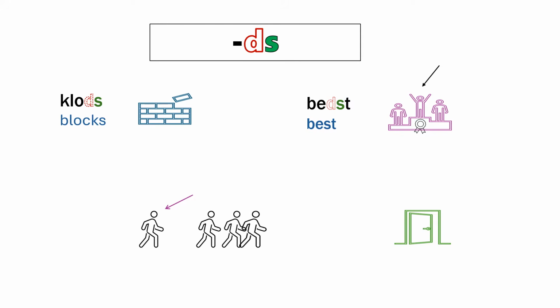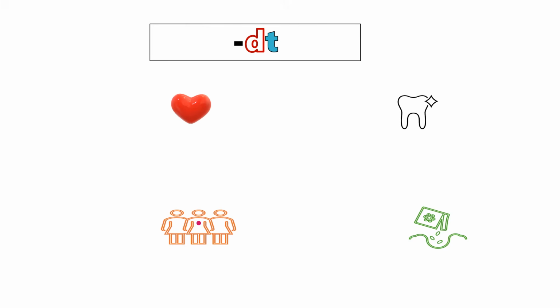Bedst. Sidst. Plads. Let's move on to the next combination where D is muted as it is followed by the consonant letter T. Let us read a few examples and listen to how the words are pronounced.